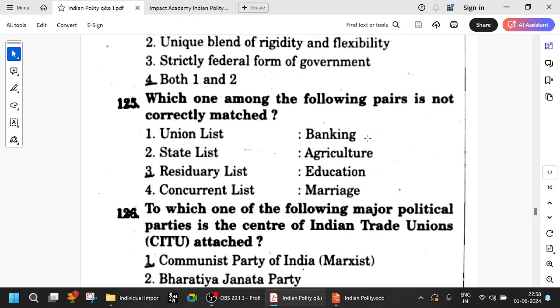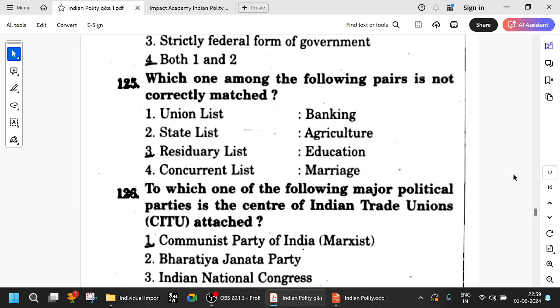So as I said, union list, banking, and all those things. Concurrent list, marriage, because we have state laws. So state list, agriculture, prisons, all these things. So education is again concurrent list because there is no such thing as residuary list. All those which are left are part of concurrent list by default. Education, weights and measures, and these things, forests, etc. So 5 topics and all the other topics which are in concurrent list. Both state government and central government can make laws on education. So it belongs to the concurrent list.